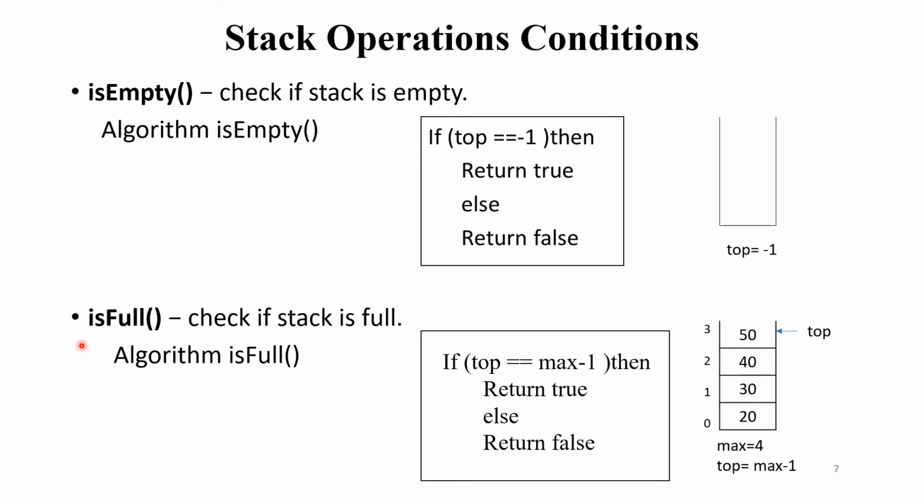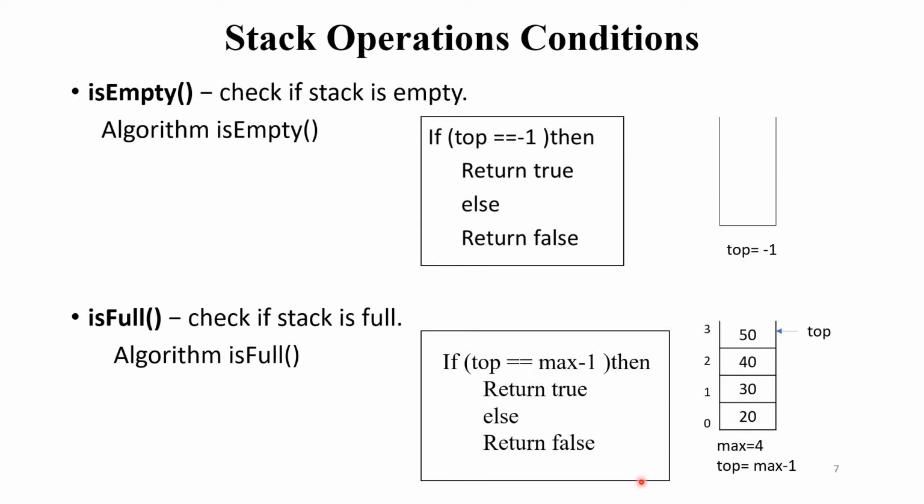So the next condition is full. This function checks if the stack is full or not. The algorithm is: if top is equal to max - 1, and this condition is true, then return true, else return false.